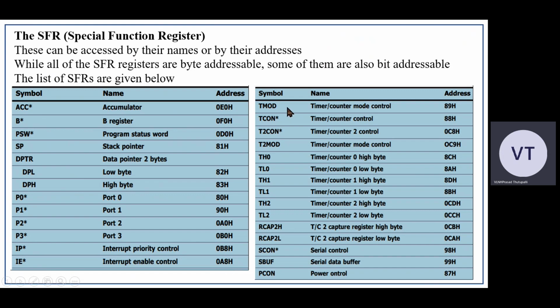The address of IE is 0A8H. TMOD, timer mode. You want to work with the timers, you want to generate the clock signals, so at that time you have to use this timer mode register. The address of that is 89, which is not bit addressable. TCON, timer control register, is 88. T2CON, some microcontrollers will have this, some microcontrollers will not have these two. TH0, TL0, TH1, TL1, TH2, TL2.